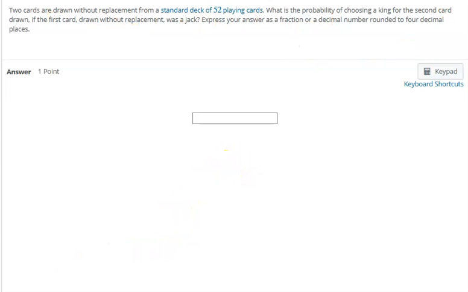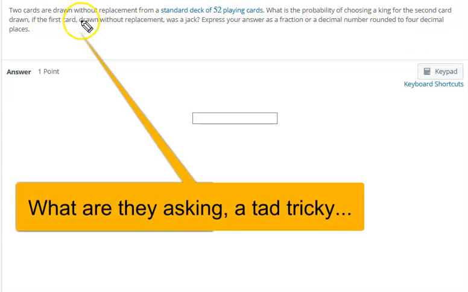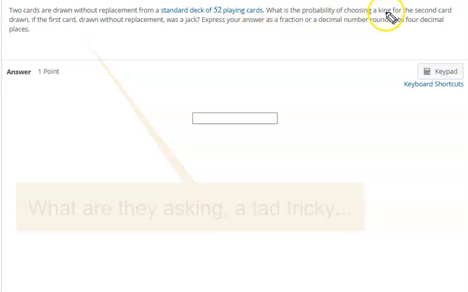Now, this first example deals with probability. We're going to draw two cards without replacement from a standard deck. What is the probability of choosing a king for a second card if the first card drawn, without, and this is key here, without replacement, was a jack?